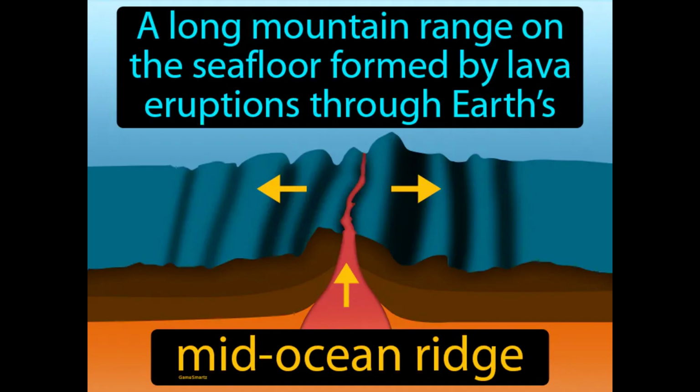A long mountain range on the seafloor formed by lava eruptions through Earth's crust. Mid-ocean ridge. It is where tectonic plates move apart, allowing magma to rise and create new seafloor.